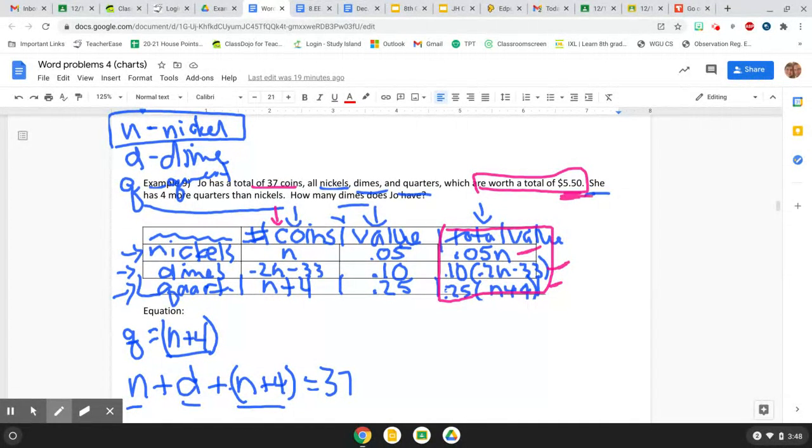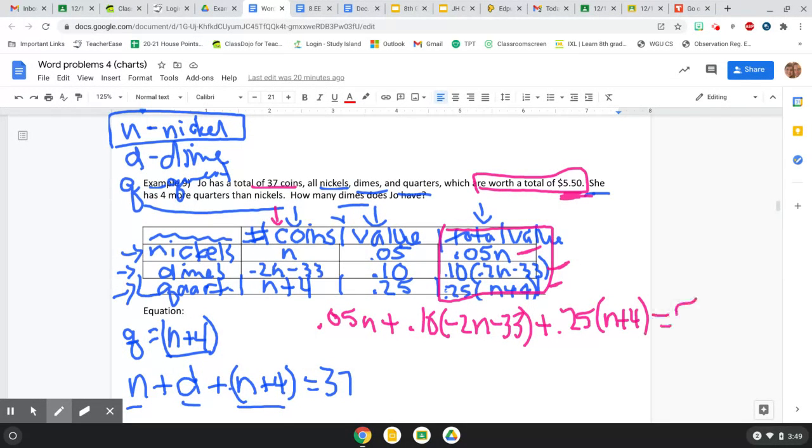So it's going to be a long equation, but I'm going to say, okay, 0.05n, the value of all of the nickels, plus the value of all of the dimes, which is this 0.10 times the quantity negative 2n minus 33, plus the value of the quarters, which is this 0.25 times the quantity n plus 4, should be equal to $5.50. I can put that 0 on, or I don't have to. But that would be my final equation. It's long, but it is what it is.